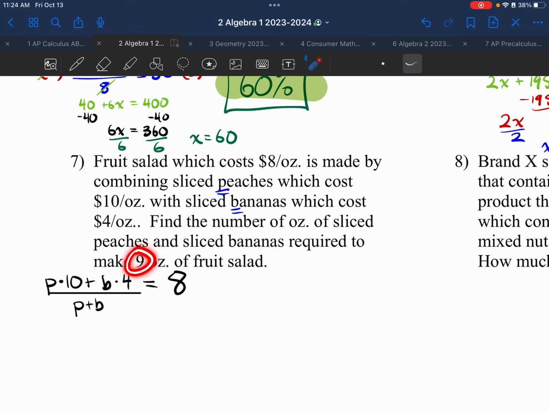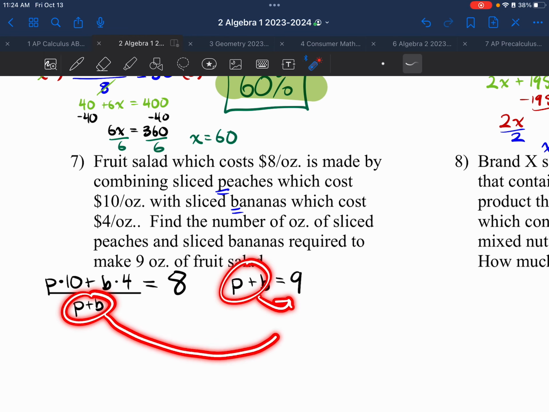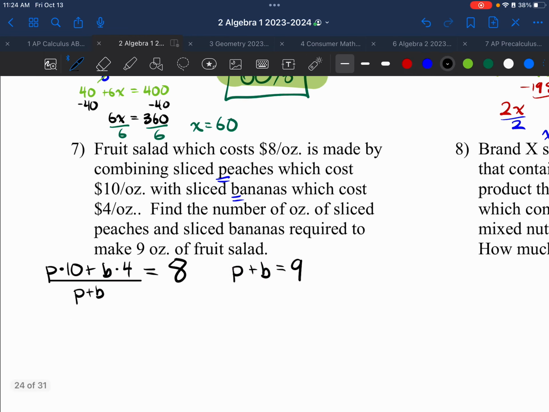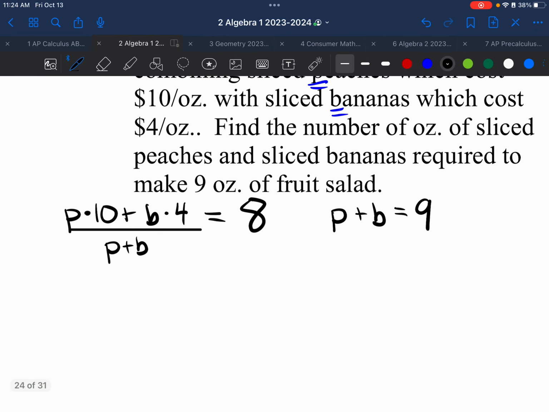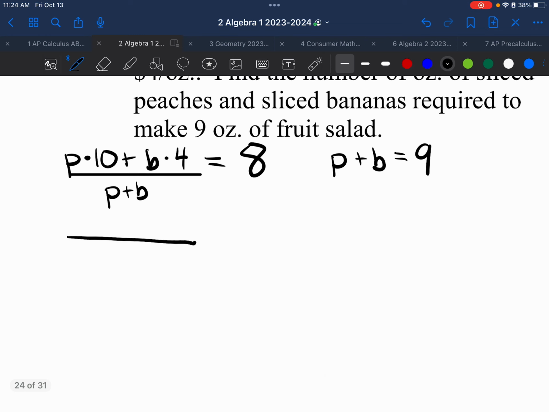If I add the 2 quantities together, the quantity P and the quantity B, that adds up to the final amount of 9 ounces. So check this out. If P plus B is equal to 9, this P plus B must be 9 as well. So I can rewrite this equation. I'm going to leave the top blank for now because I know that the bottom is going to be rewritten as 9. The right side is going to be equal to 8 still.